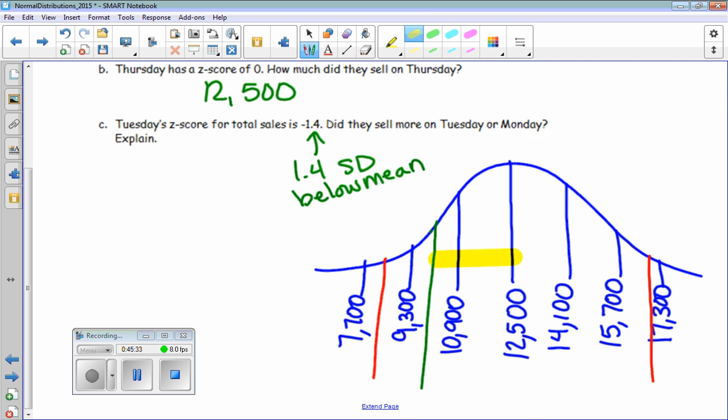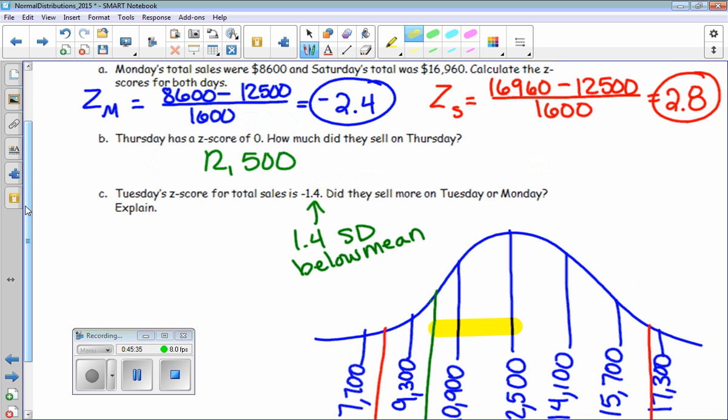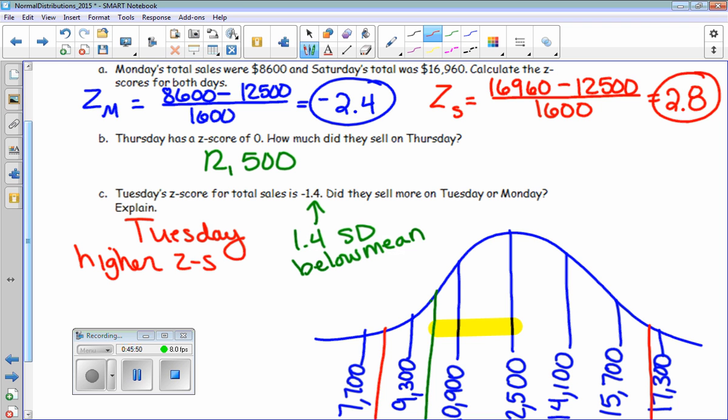So which one sold more, Monday or Tuesday? Tuesday sold more. Because we have a higher standard deviation. And not a higher z-score. I knew what you meant. Good.